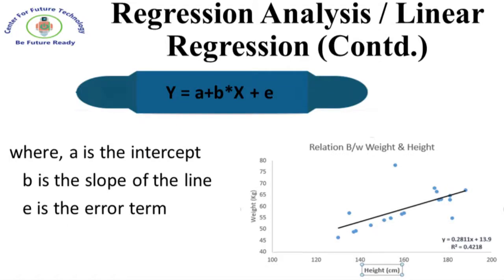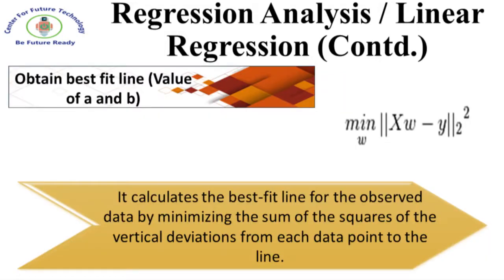It is represented by an equation, that is y equals a plus b multiplied by x plus e, where a is the intercept, b is the slope of the line and e is the error term. This equation can be used to predict the value of the target variable based on the given predictor variable. To obtain the best fit line, this task can be easily accomplished by the least squares method. It is the most common method used for fitting a regression line.